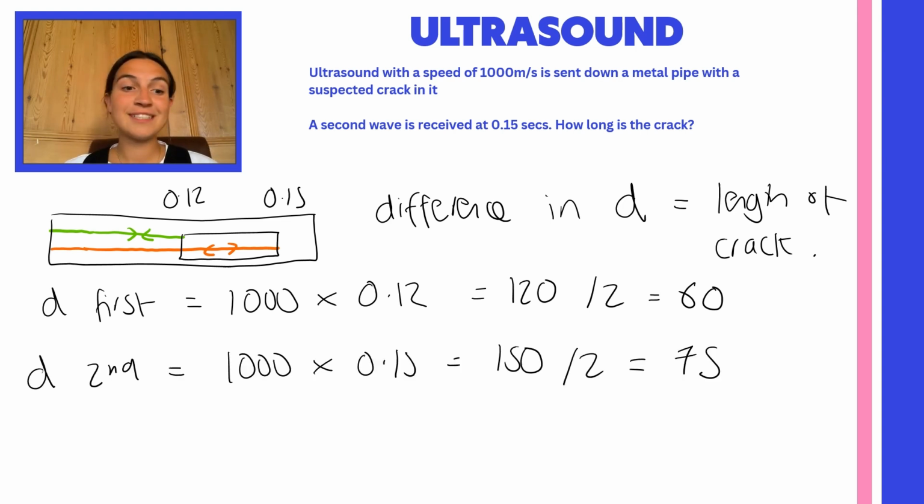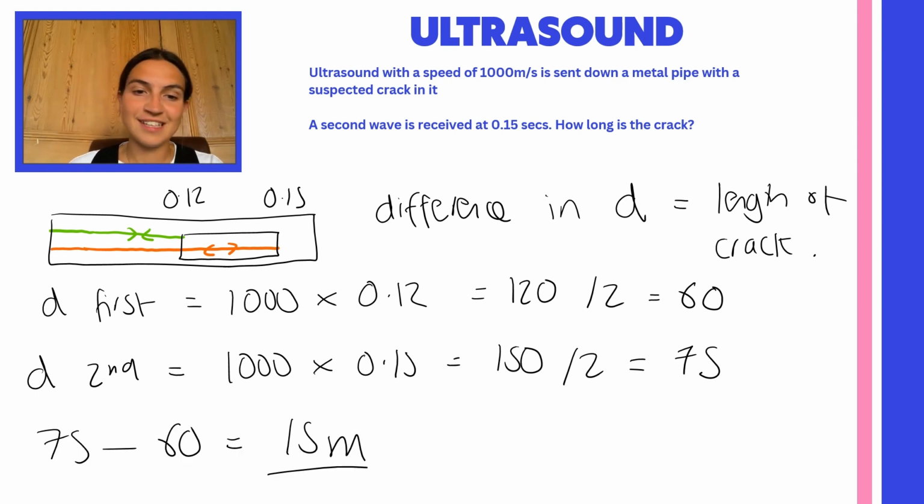Okay, then my second one is 1000 times 0.15. My time is equal to 150. So that's the distance that orange has travelled all the way to the end of the crack and then all the way back. So if I divide that distance by 2, that gives me 75 meters from the end of the crack to the beginning of the pipe. Okay, so then I'm looking for that difference in those two distances. So 75 minus 60 is 15 meters for the size or the length of that crack.